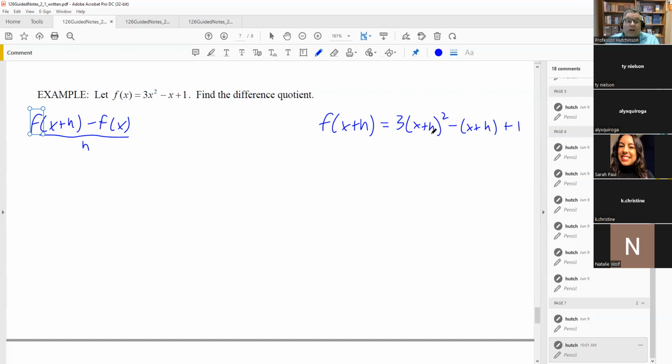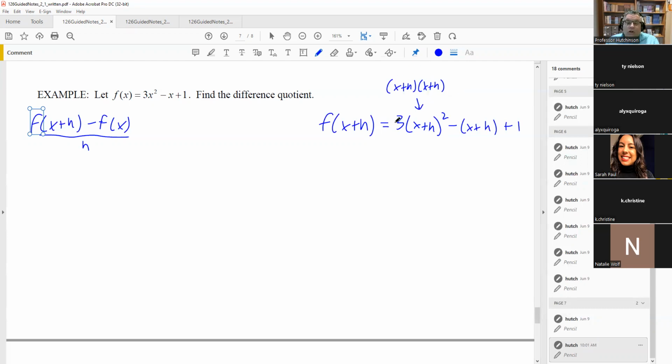But we want to simplify this further, and we need to remember our order of operations. Let's look at this first term, 3 times x plus h squared. First of all, the 3 is not allowed to be multiplied inside to make it 3x plus 3h, because order of operations says that the exponents come first before multiplication. Now remember, this really means x plus h times x plus h. So you can't distribute the 2 and make it x squared plus h squared. That's not correct. You have to remember to multiply it out.